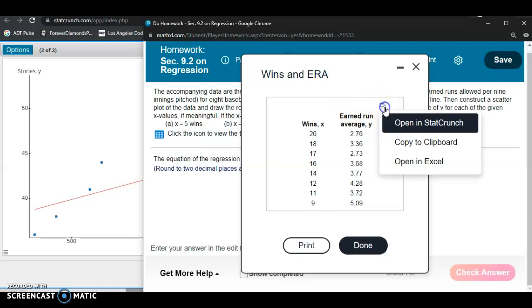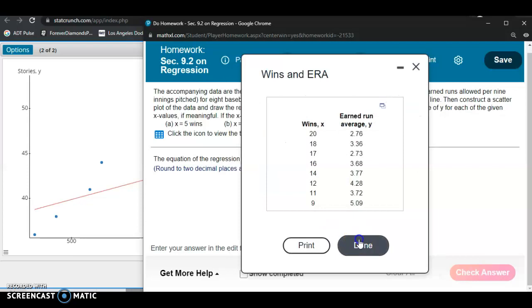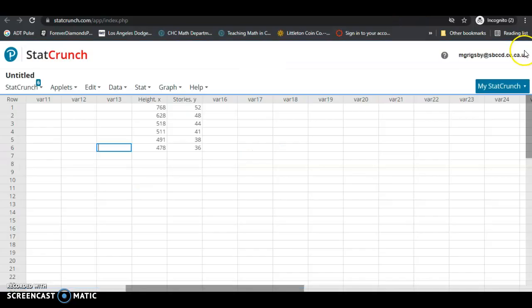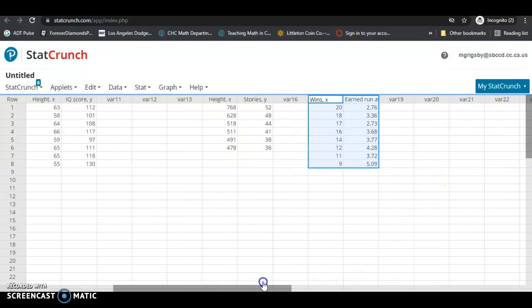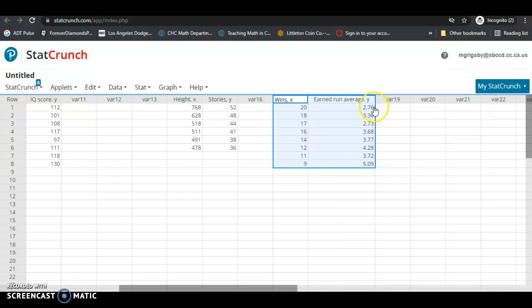And let's go ahead and copy it. And we're going to go to StatCrunch and paste that data. So we've got the wins in the X column, and then the earned run average in the Y column. So X is the independent variable, number of wins, and Y is the dependent variable, the earned run average.